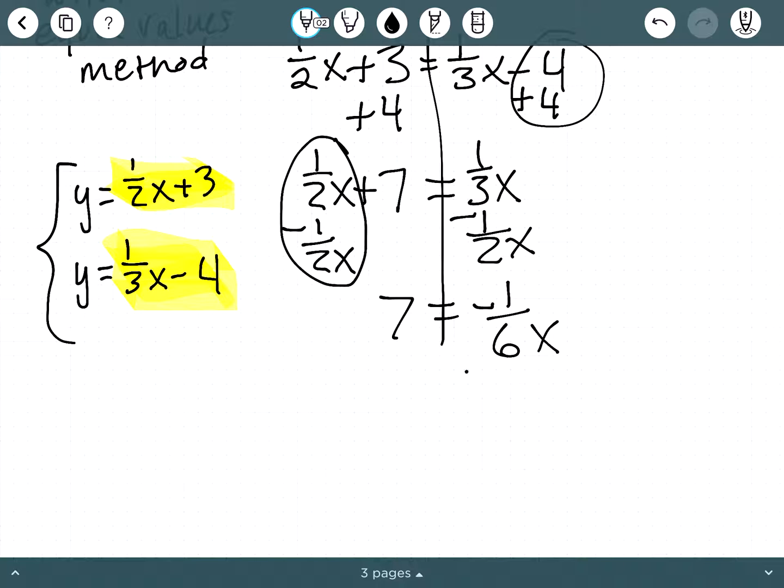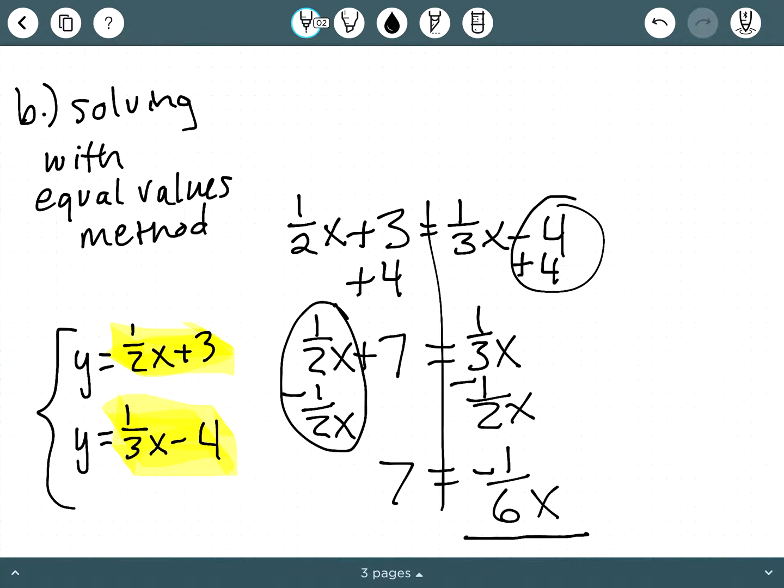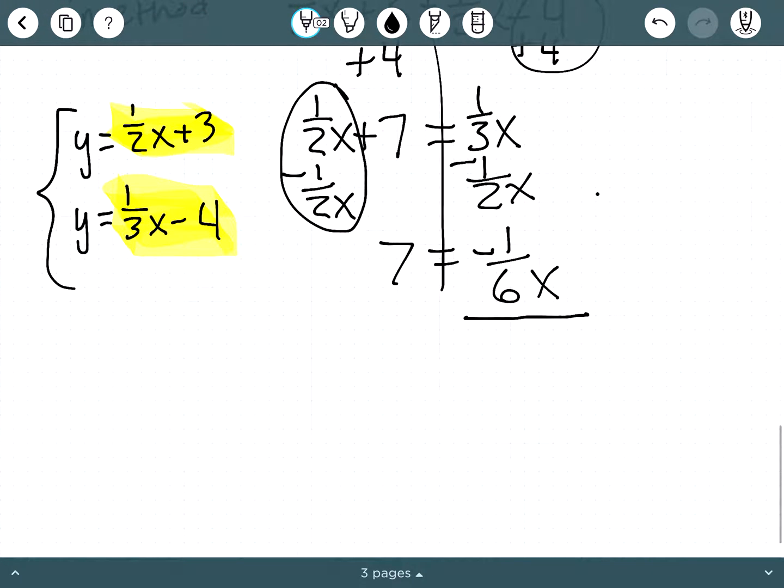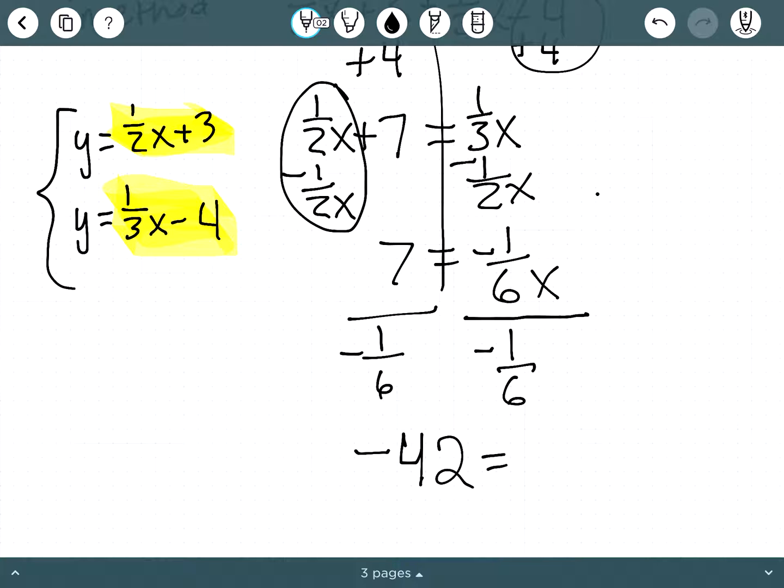So to get x by itself, we are going to divide by that negative 1/6. And when we do that on the right side, we also have to do it on the left side. So I'm going to put that into my calculator. 7 divided by negative 1/6. And I should get a negative 42. So that is what I get for x.